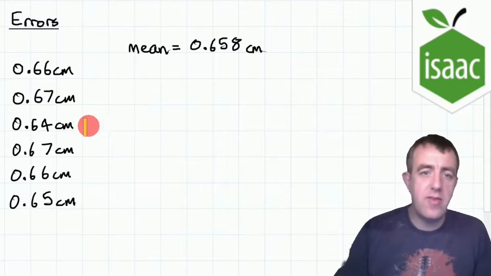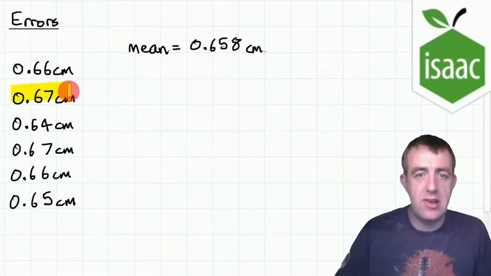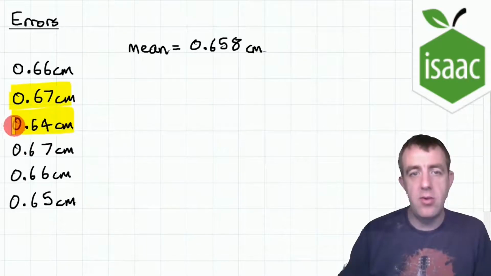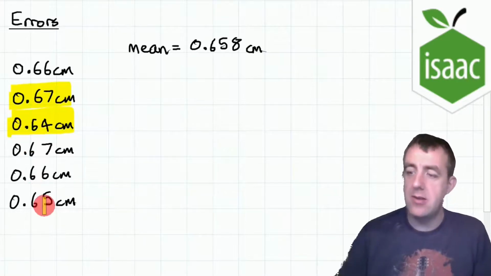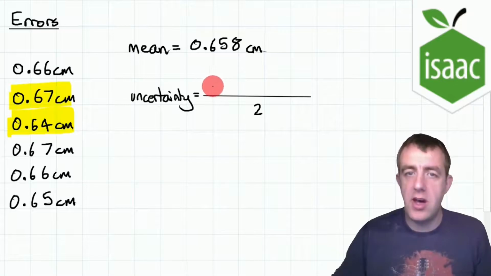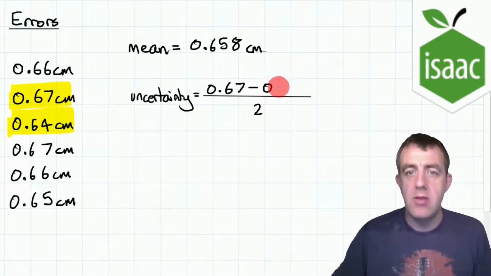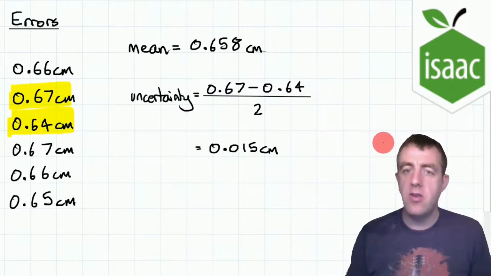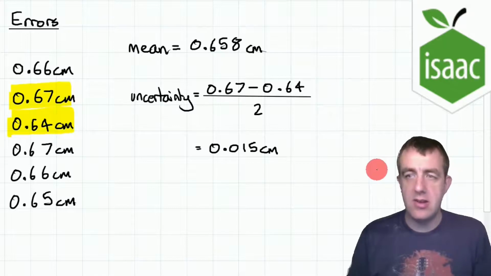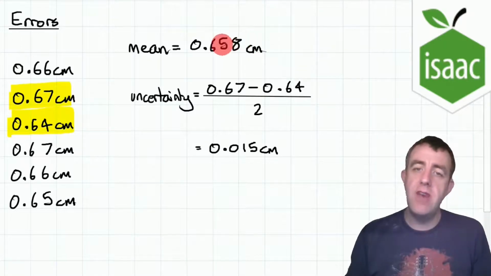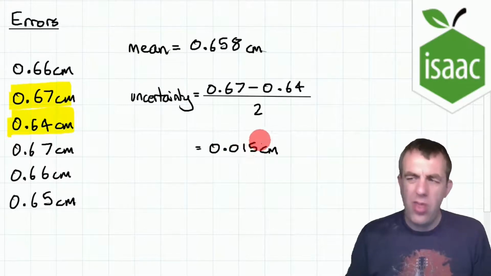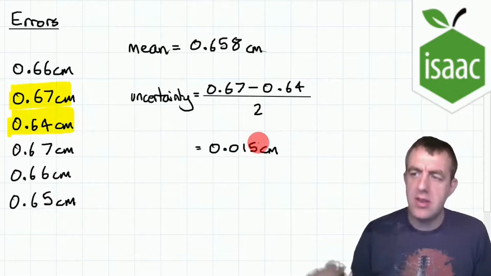So the largest value that's measured is 0.67 centimeters. And the lowest value that's measured is 0.64 centimeters. So our uncertainty is going to be half of the range. That's half of 0.67 minus 0.64 centimeters. That's 0.015 centimeters. And what we are saying is this value of the diameter could be that much higher or that much lower. That's the uncertainty in that measurement.